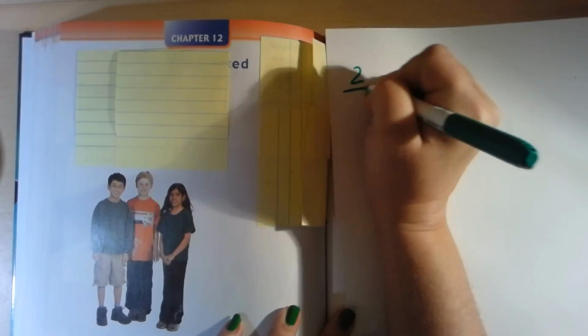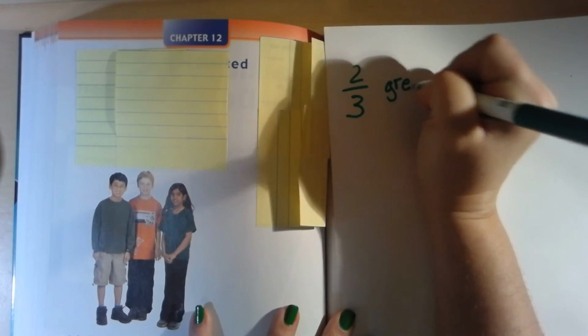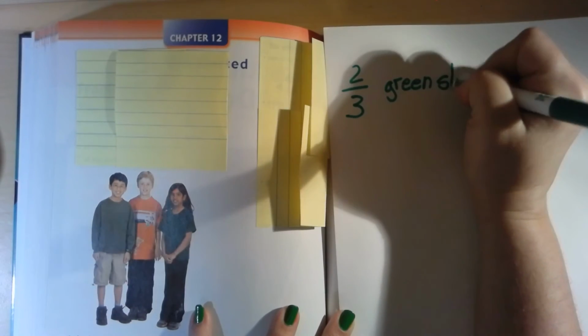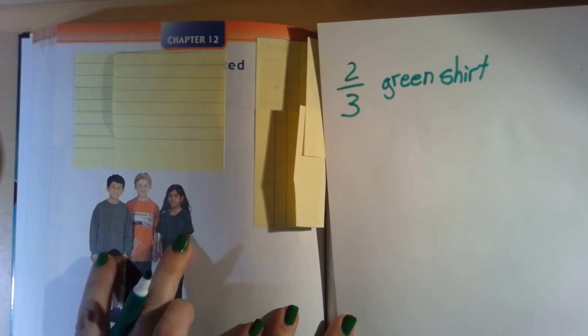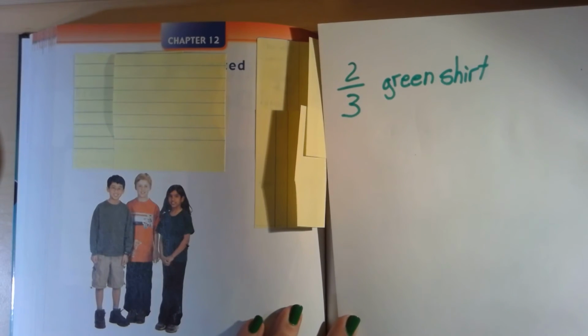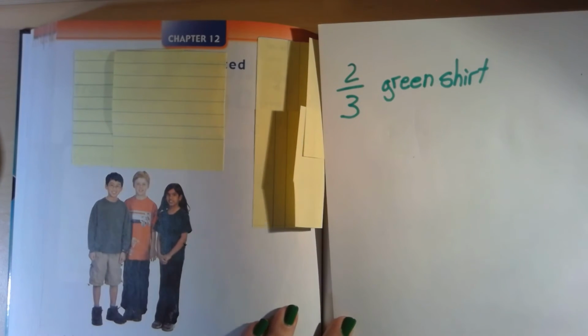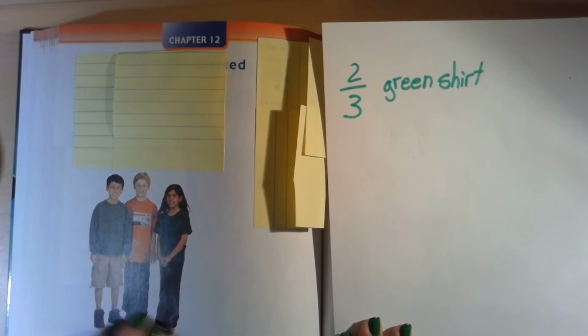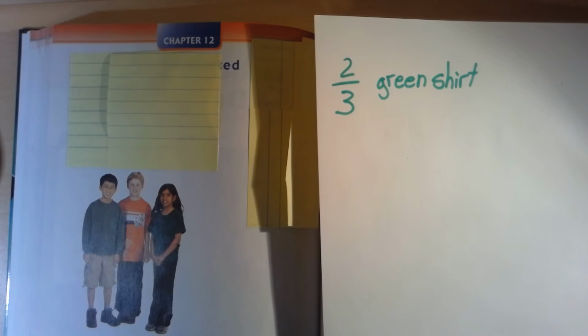What do I mean by that? Okay, so 2/3 of the kids have on a green shirt. Would you agree? 2 of the 3 kids have on a green shirt. Do you see any other ways we can represent 2/3 with these kids, with these students here? Well, 2/3 have short hair.